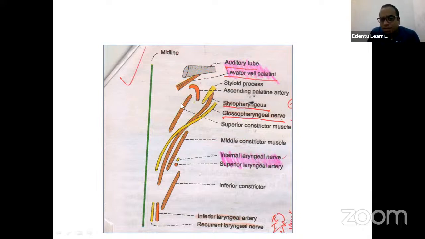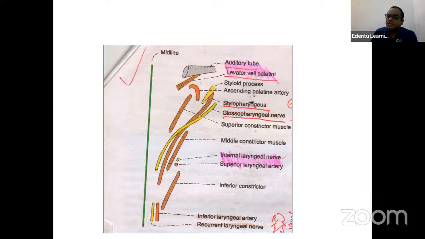Now this is the superior constrictor muscle. The question is, what are the structures passing here? Above this, three structures are passing. Between the superior constrictor and middle constrictor, what are the structures here? One muscle is there, one yellow-colored nerve is there. Between the middle constrictor and inferior constrictor, what are the structures passing? You see here one artery and one nerve. And what are the structures passing below the inferior constrictor muscle?